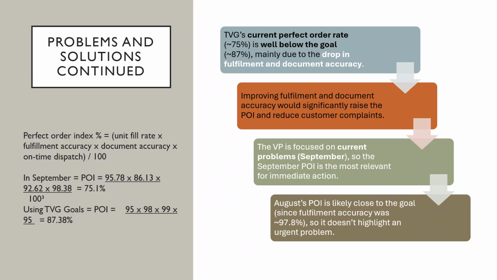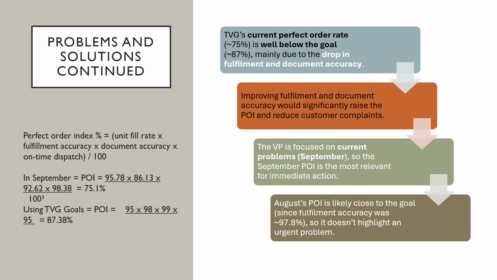Looking at these issues together, we can calculate TVG's overall performance order index, or POI. Currently, the POI sits around 75%, which is significantly below the target of 87%. The shortfall is mainly due to the drop in fulfillment accuracy and ongoing document errors. Improving these two areas alone would make the biggest improvement and raise the POI, and importantly, reduce the customer complaints.